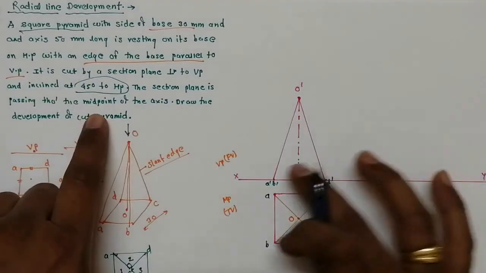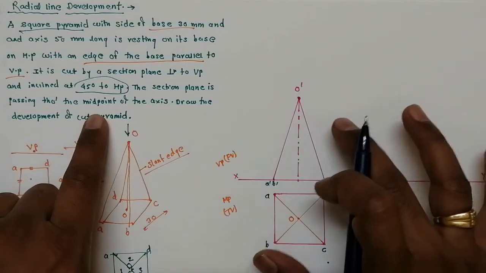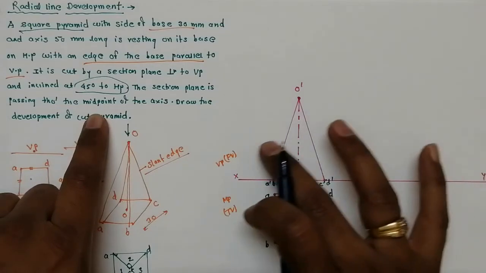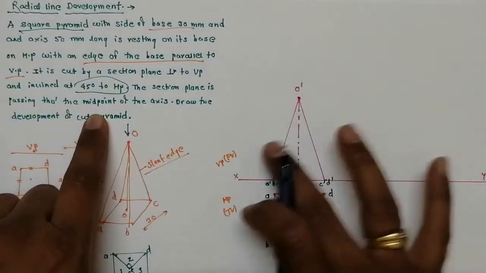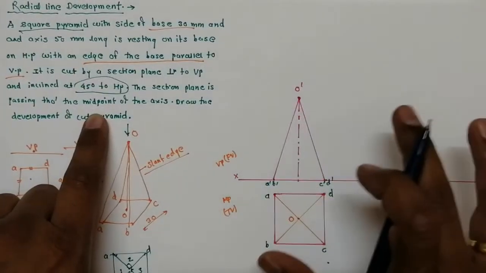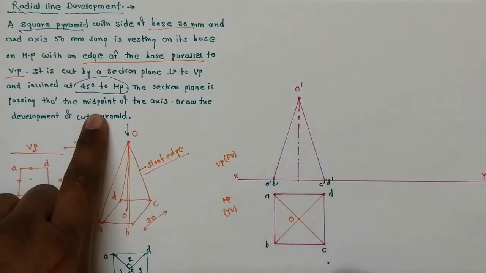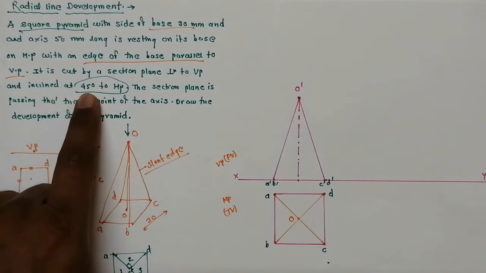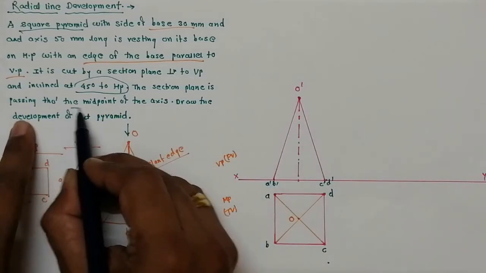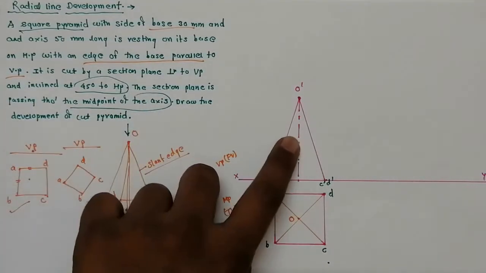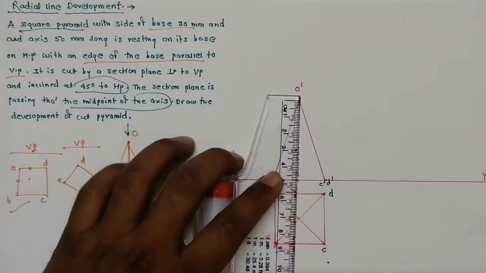So I have already told you all the angles will come here only in VP. That is, in VP we'll get the section plane inclined to HP. So in all the problems in the development, you have to cut the front view only. So the angle is 45 degrees. Now where do we have to cut? The section plane passes through the midpoint of the axis, so we have to find out the location. So it is the midpoint of the axis.